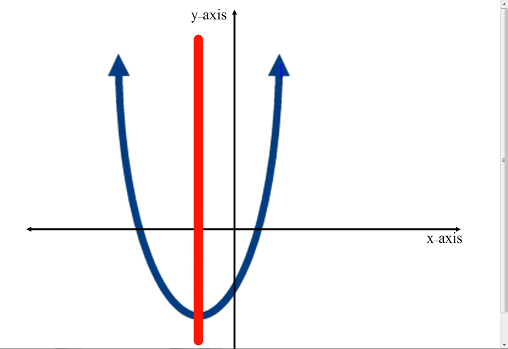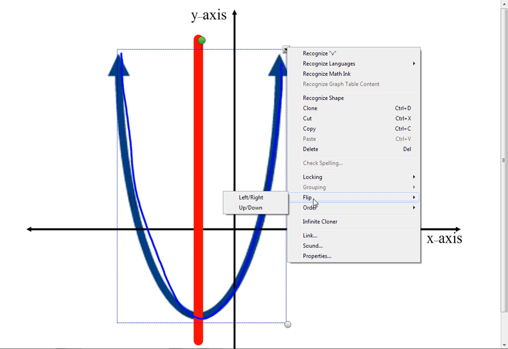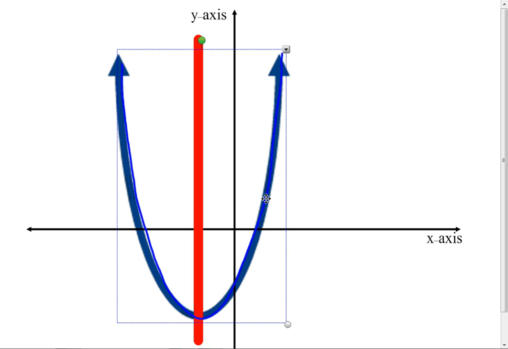I'm going to trace this as best I can. Actually, I didn't even want the whole thing, but that's okay. And then I should be able to flip that left, right. And it's still in the same place. It's exactly halfway in the middle. Okay. So how do you find a number that is in the middle?